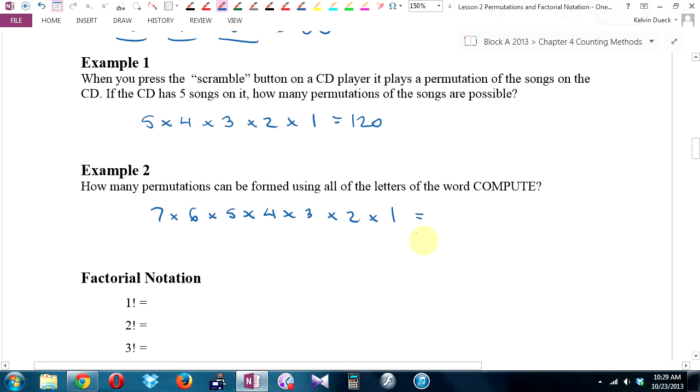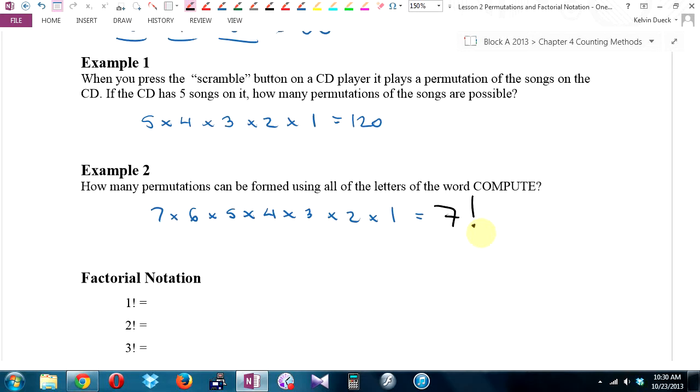And you do. We call this 7 exclamation point. Write that down. Except we don't say 7 exclamation point. We don't read that as 7! In math, when you see an exclamation point, we say factorial.